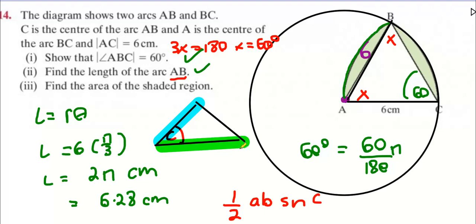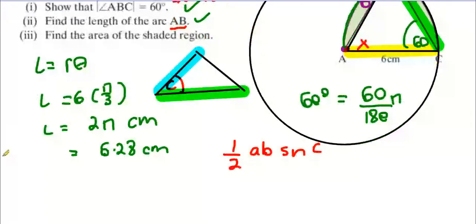Does everybody see that? So could anybody tell me, how could I use this diagram here to get the area of the triangle? What would I write down? I have 6 multiplied by 6, sine what? Sine 60. I have 6 times 6 sine 60. You're going to be using this formula a lot, and it will be second nature to you by the time you finish this exercise off.